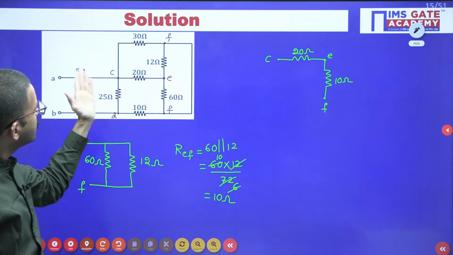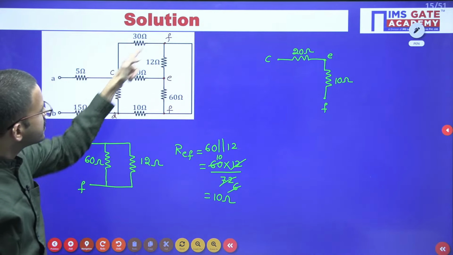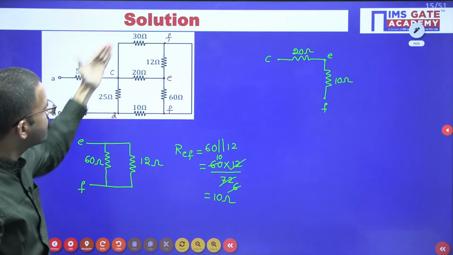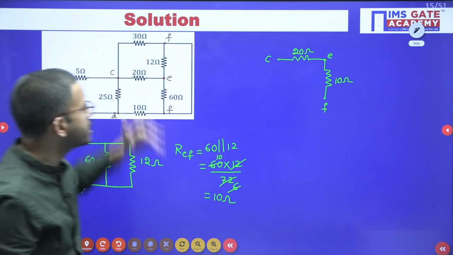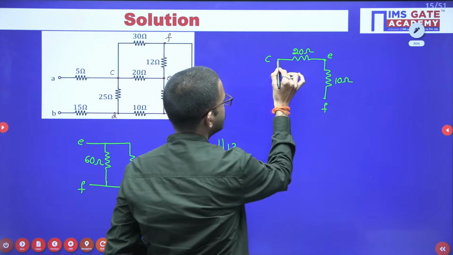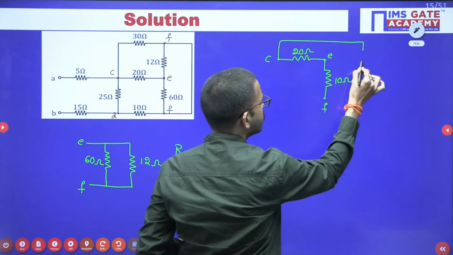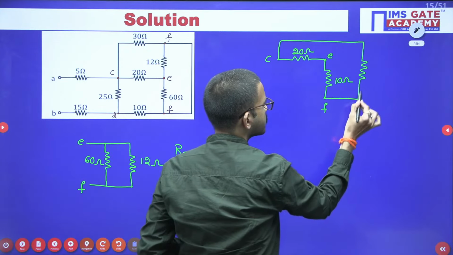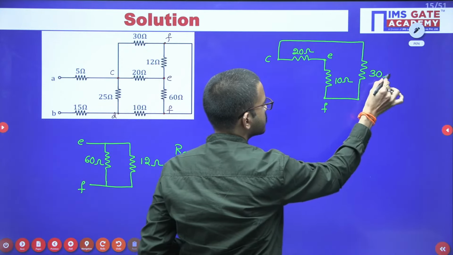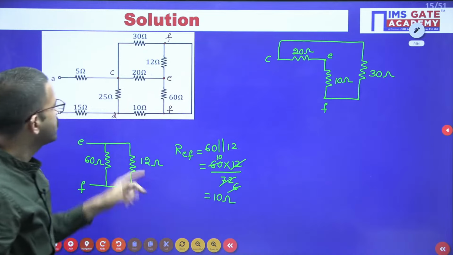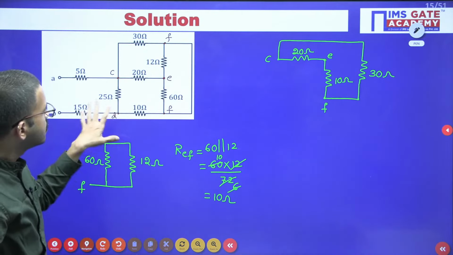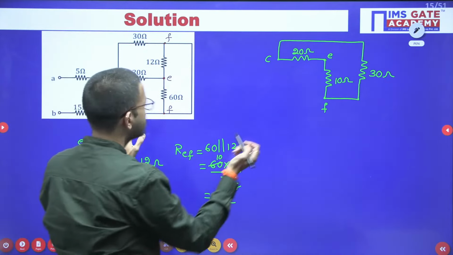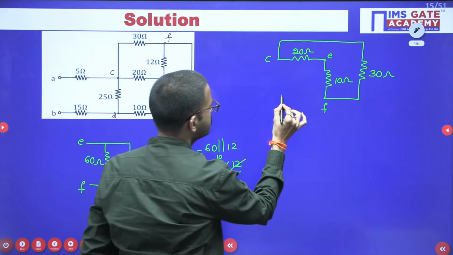Now, if you observe carefully, between C and F you are having one more branch, that is a 30 ohm resistor. Between C and F, we are having one more 30 ohm resistor, right? After this, here you are having 10 ohm.